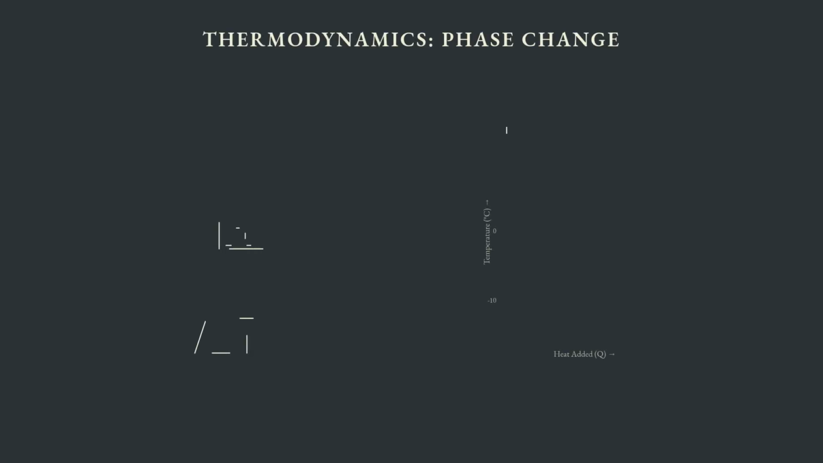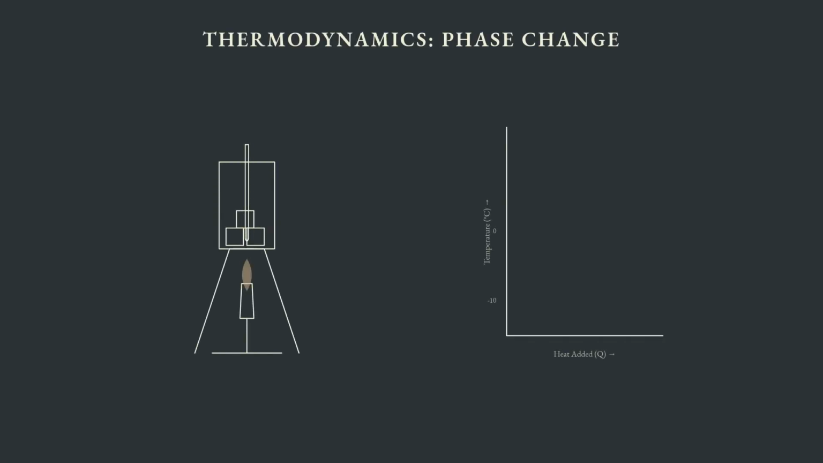When we add heat to a solid like ice, its temperature rises. The molecules vibrate more and more intensely. This seems straightforward, until we hit 0 degrees Celsius. And here's the first weird thing.